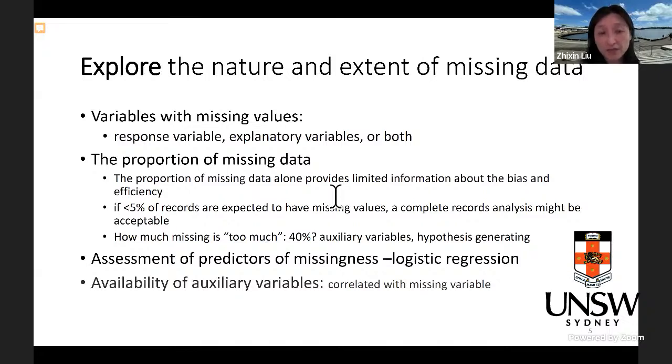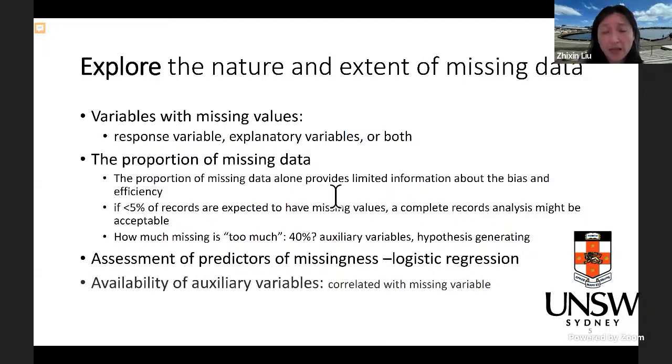Another question then: how much missing is too much? With a certain amount of missing, do I still have a meaningful conclusion that can be made from my data? Is 40% a cutoff? Like I said, not necessarily. The literature actually has different simulation studies from different angles, with different recommendations. I think the bottom line is if your proportion of missing is over 40%, or around 40%, then you need to pay a lot of caution to it and really think about the strategy to deal with your missing data.